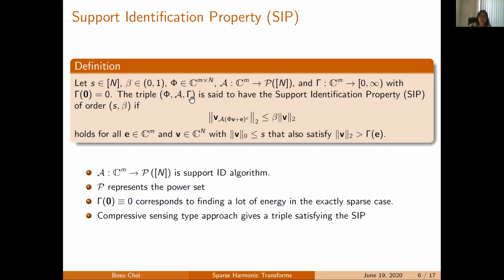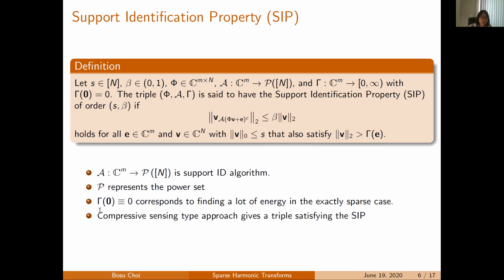Then the triple phi, A, and gamma is said to have the support identification property of order S comma beta if the L2 norm of V restricted to the complement of A applied to phi V plus E is less than beta times the L2 norm of V, for all noise vectors E and sparse vectors V whose L2 norm is greater than gamma of E. So this implies that if the vector V is relatively larger than the noise vector E, then this support identification algorithm can recover the majority of the energy of V.